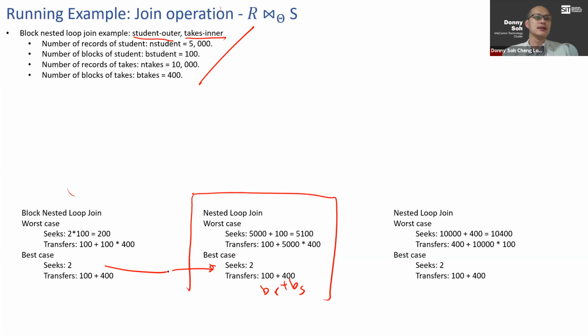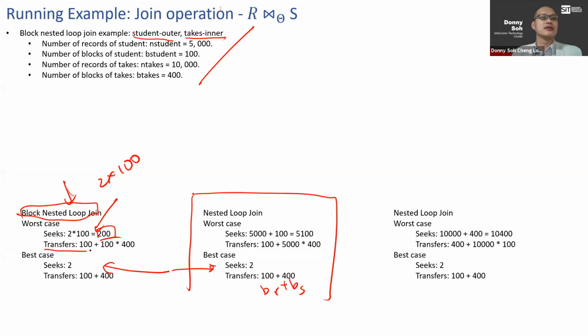So this is again the same thing. Best case scenario, it's the same for both. So it's slightly easy to see. Let's look at the worst case scenario. In the worst case scenario, for my block nested loop join, my number of disk accesses equals 2 times my number of blocks in my outer loop, which is 100. So that's how I get 200 over here.